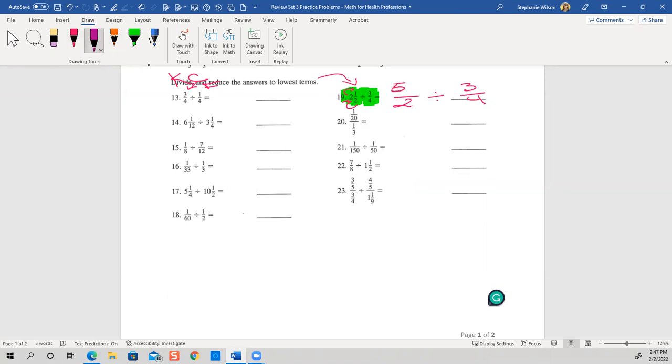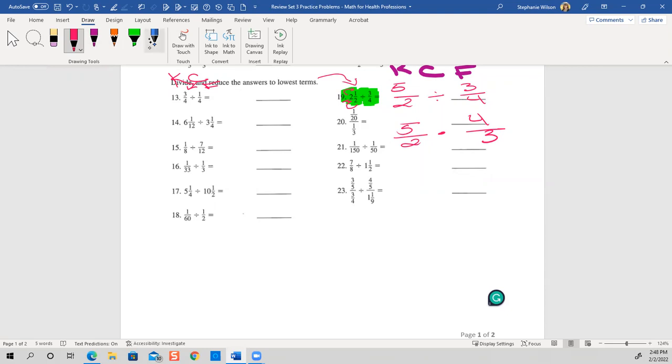So what we're going to do is apply that rule of keep the first, change the operation from division to multiplication, and flip the second. So let's do that. We got 5/2 times 4/3. Now, you can always wait till the end to reduce, but it's always easier to reduce when the numbers are small because then you're less likely to miss a number and get it incorrect.